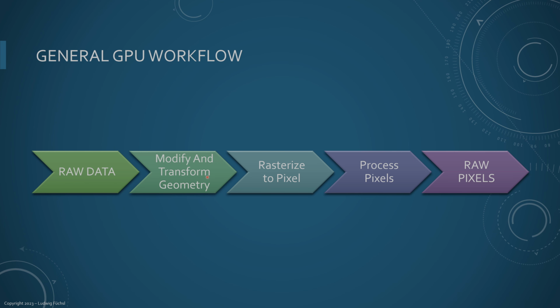After we have modified and transformed this geometry, we want to convert the geometry to pixels, called rasterization. And after we are done with that, we need to process each of these pixels, and the output is going to be the raw pixels for the screen. So this is the general workflow of a rendering pipeline.